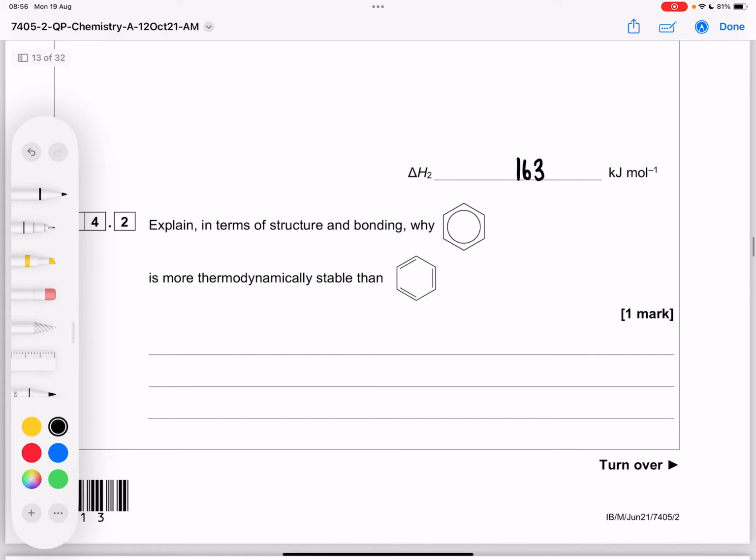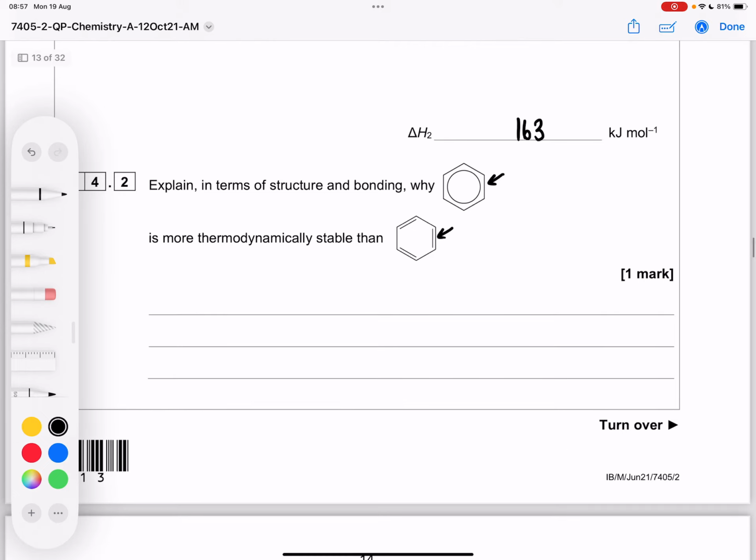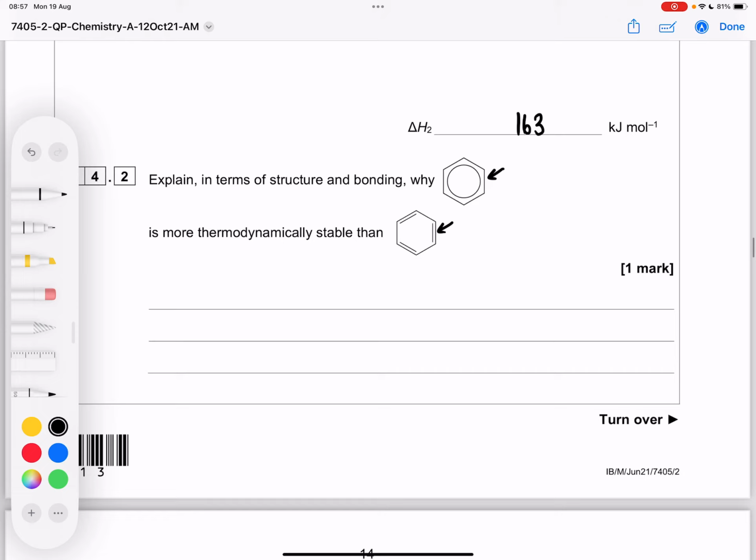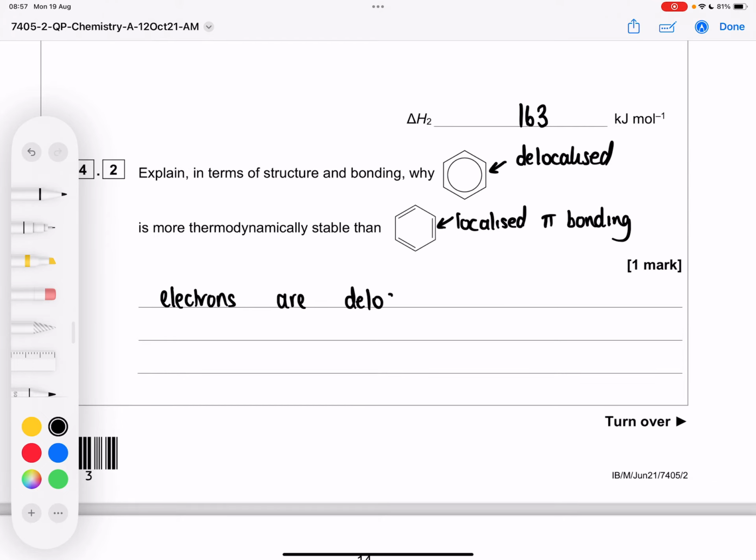Explain in terms of structure and bonding why this structure with the pi ring is thermodynamically more stable than this one with the localised pi bonds. And that is because the electrons are delocalised. This is localised pi bonding. And this is delocalised. And so because those electrons are more spread out, there's more stability.